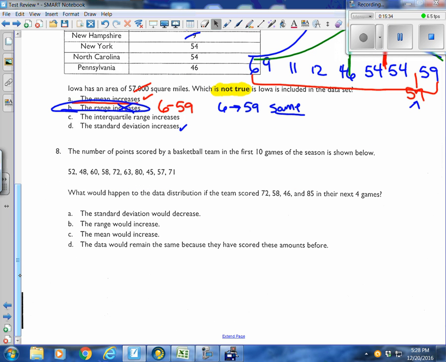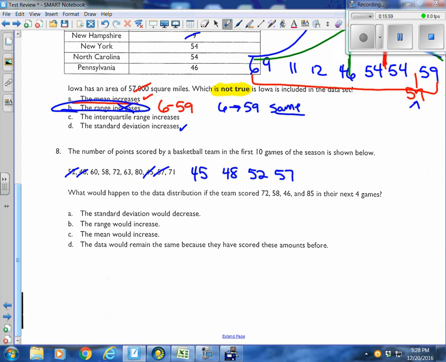Number 8, the points scored in a basketball game. I'm going to order the data like we've done before. So these are points that were scored by the team. So this is not individual, this is team. The lowest point total we had in a game was 45. Then it would have been 48. Then 52, 57.